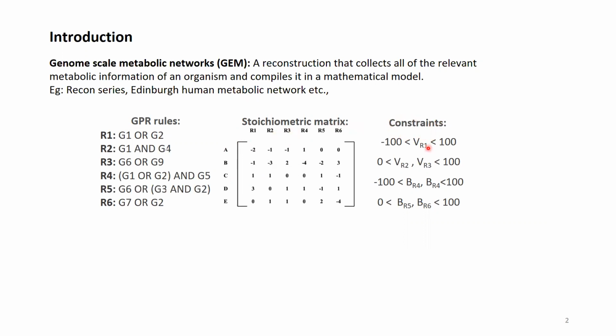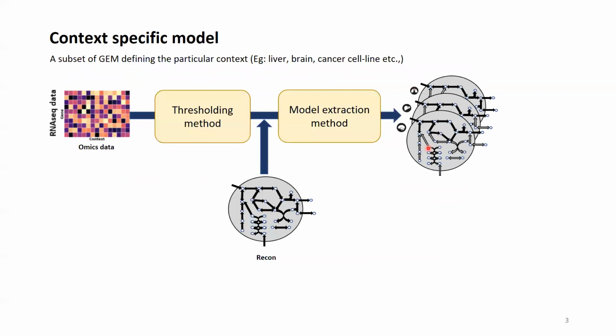So a question arises here: are all the reactions defined in genome-scale models present in every human tissue or not? Well, the answer is basically no. Here is where the context-specific model comes into the picture. It is basically a subset of the genome-scale metabolic model defining a particular context. The context can be an organ, a tissue, or basically any disease.